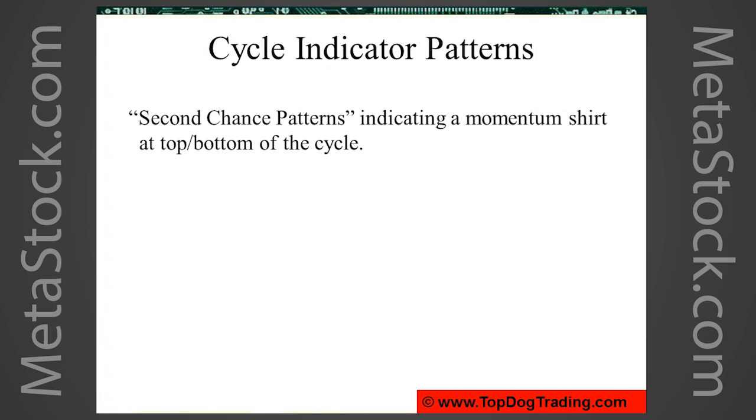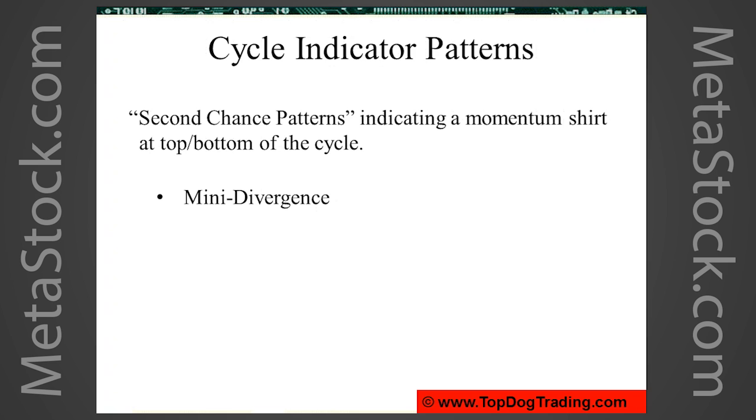Again, all that comes into play as to why this works so beautifully. So when you see one of these second chance patterns, and I'll show you what it looks like in a minute, what it's telling you is there's a momentum shift at the top or the bottom of the cycle, and that's what makes it a high probability low or a high probability high.